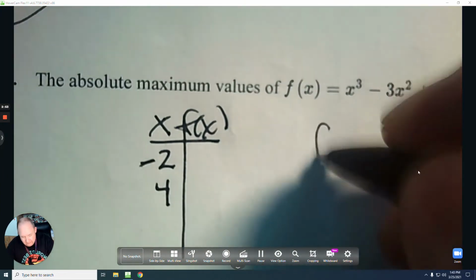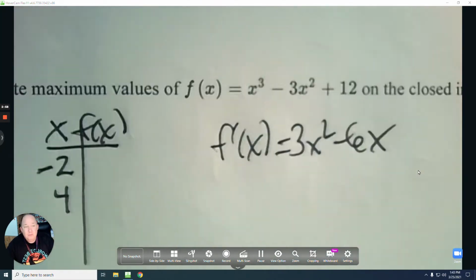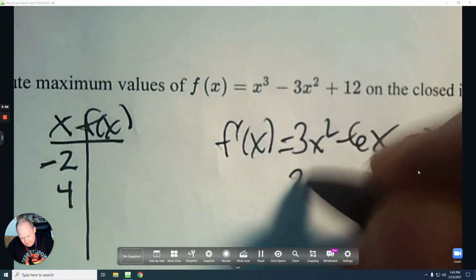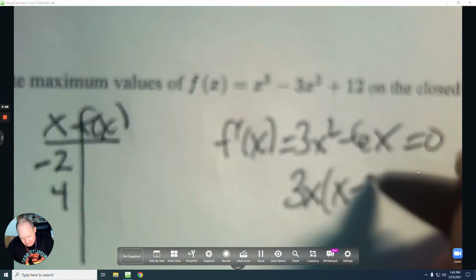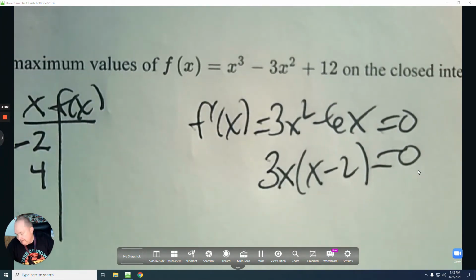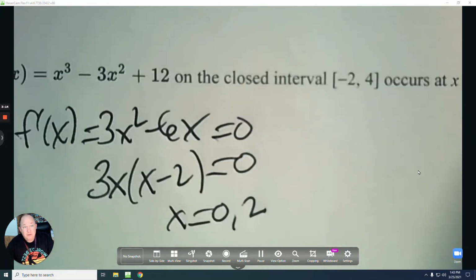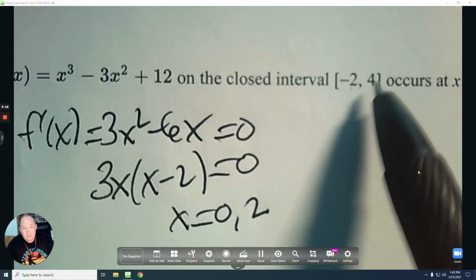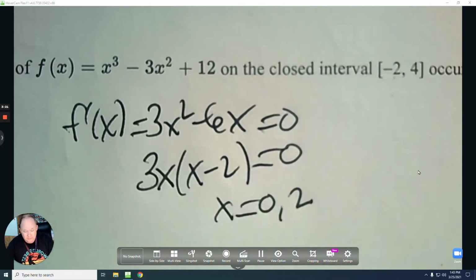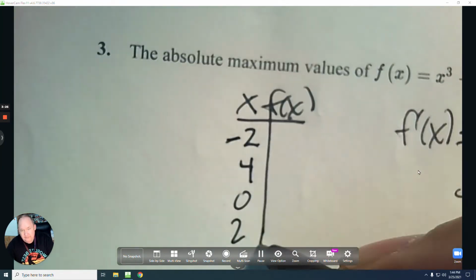I'm also going to take the derivative and make it equal to 0. So if I take the derivative and make it equal to 0 and solve it, I can factor out a 3x, and then I can solve it from there. So x is 0 and 2. That has to be in my restriction, which it is. So the restriction goes from -2 to 4. So 0 and 2 are in that restriction. If not, I'd cross it out. And now I have 4 numbers to test.